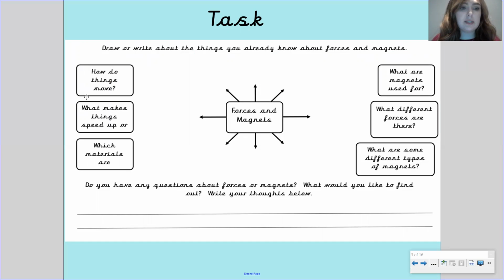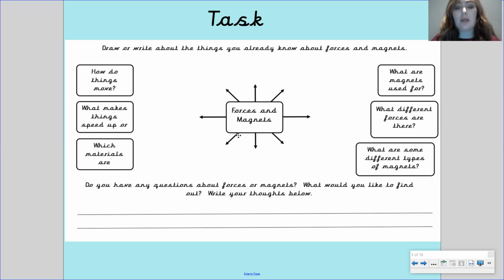So your first question is, how do things move? Your second question is, what makes things speed up? Or, oh, the rest of the question's missing. I wonder what it could be. Speed up, or what's the opposite of speed up? Well done if you got slow down. So what makes things speed up or slow down? Which materials are magnetic? What are magnets used for? What different forces are there? And what are some different types of magnets?